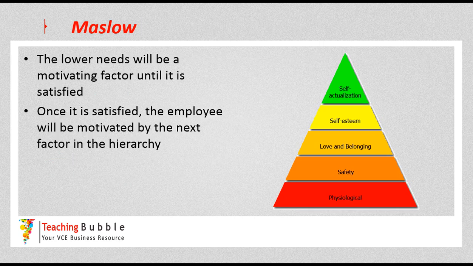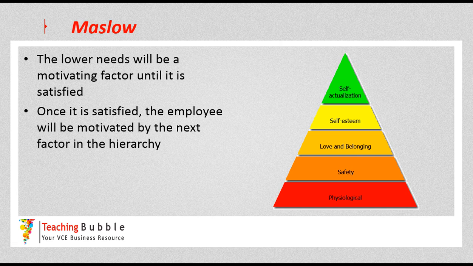So again, now that we know what each level is and what's involved in each level, we need to know how this theory works. Because it is unique, and lots of theories have come about because of Maslow's theory, and they've adapted it. But how Maslow works is that the lower needs will be a motivating factor until it is satisfied. So if we start down the bottom, the employee will be motivated by basic pay and working conditions until that is satisfied. And if it is not satisfied, then that will continue to be a motivating factor.